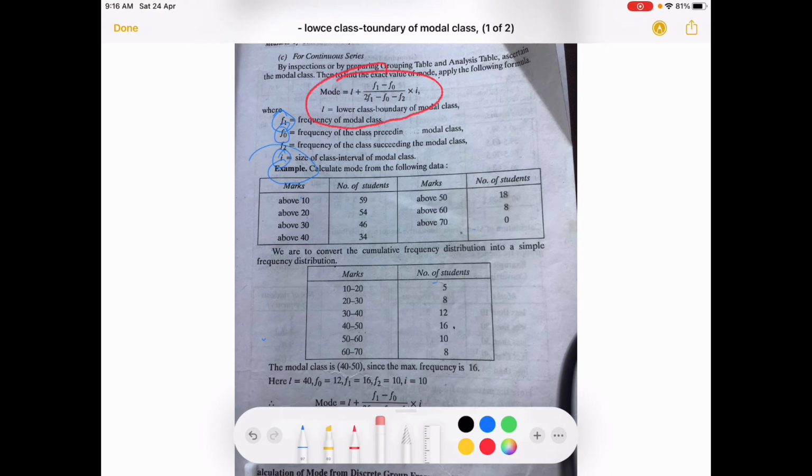एबोभ 10 स्टुडेन्ट चाहिँ थुप्रो छ. हेर, एबोभ 10 स्टुडेन्ट कति छ? 59 जना छ. तर एबोभ 10 भन्नुको मतलब 10 देखि बेसी, एबोभ 10 मार्क्स ल्याउने, 70 सम्म ल्याउने भनेको. एबोभ 10 देखि अप टु 70 सम्म 59 जना. एबोभ 20 ल्याउने क्लासमा, एबोभ 20 ल्याउने 54 जना छ.